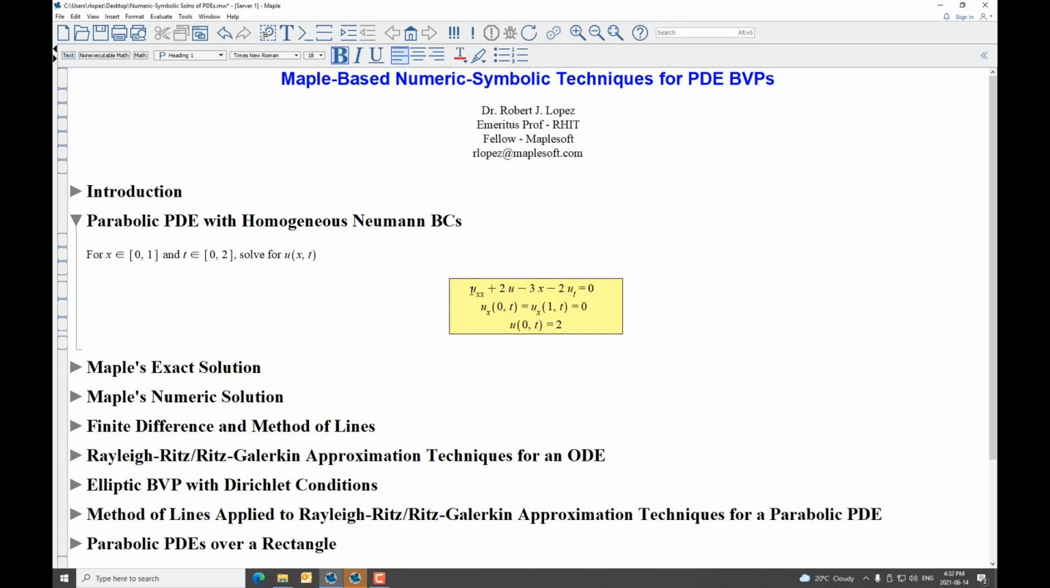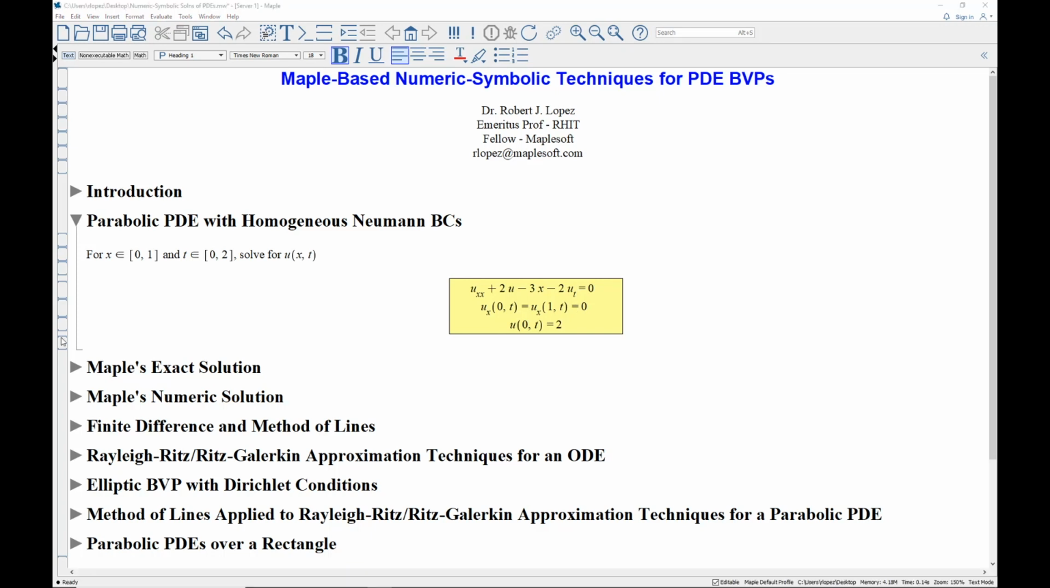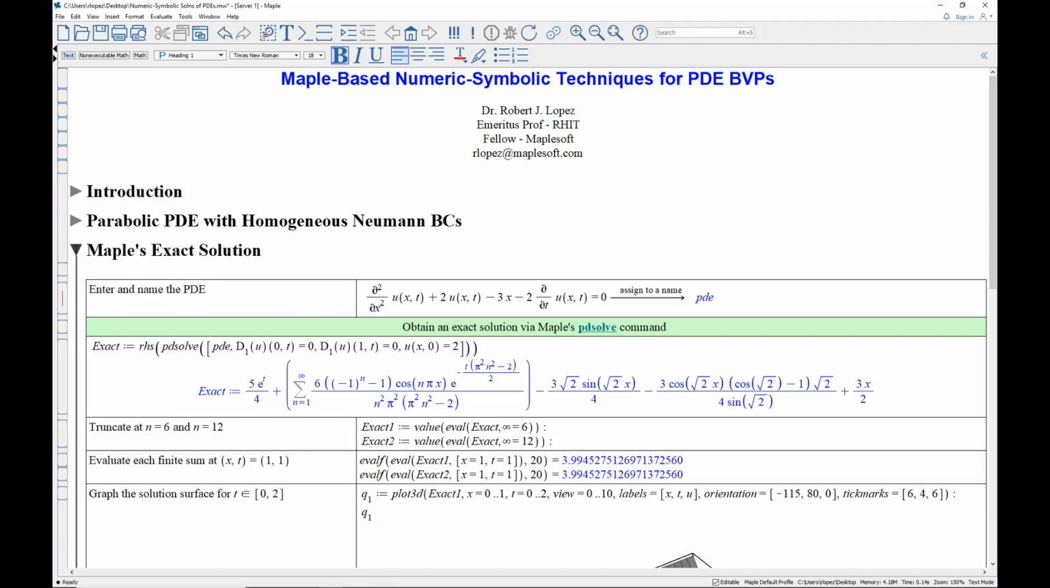It's this one. You can think of this as a variation of the heat equation, with homogeneous Neumann conditions on the ends, and then a constant initial condition. Now, Maple can find an exact separation of variables solution to this problem, so you get an infinite series solution. Here's the differential equation. Here's the application of the pdsolve command. You see you have an infinite sum.